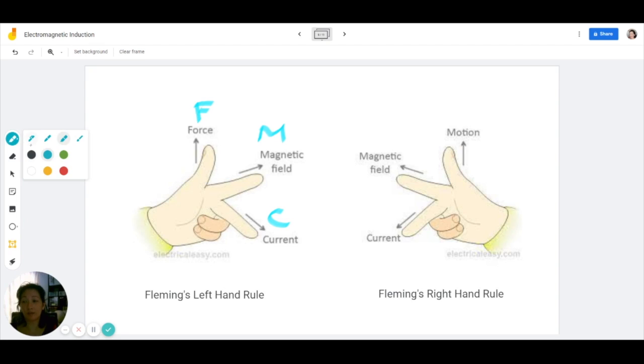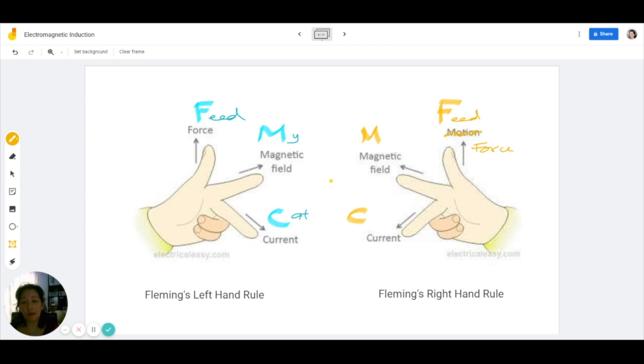If you watched my earlier video, the mnemonic I came up with was feed my cat. Now, you can use the same mnemonic for the right-hand rule. Although this diagram shows it a little bit differently, you can still remember it as feed my cat. So the thumb still represents force. Let's put feed here. Although they call it motion because we're actually moving the wire, you can also think of it as the direction of the force applied.